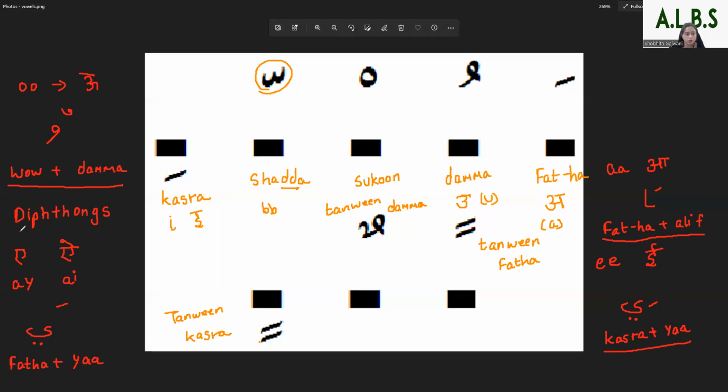Now the next diphthong, here I'm writing O. O is AU, O is AW. It forms with the help of fatha plus waw. This you can write in your notes. You can take a screenshot or you can write it in the notes as per your convenience.